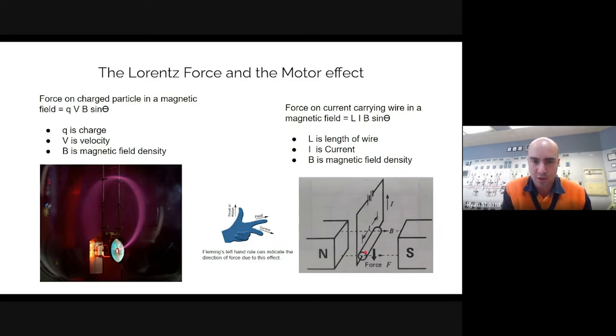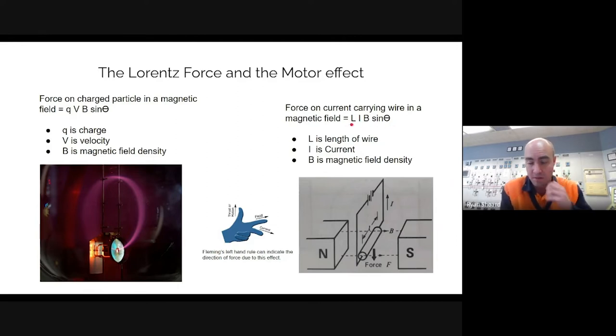That's described by the equation there on the right, which you can essentially take directly from that Lorentz force equation on the left. It says that the length of the wire multiplied by the current through it multiplied by the magnetic field will equal the force that is on that wire. That's essentially the motor effect.